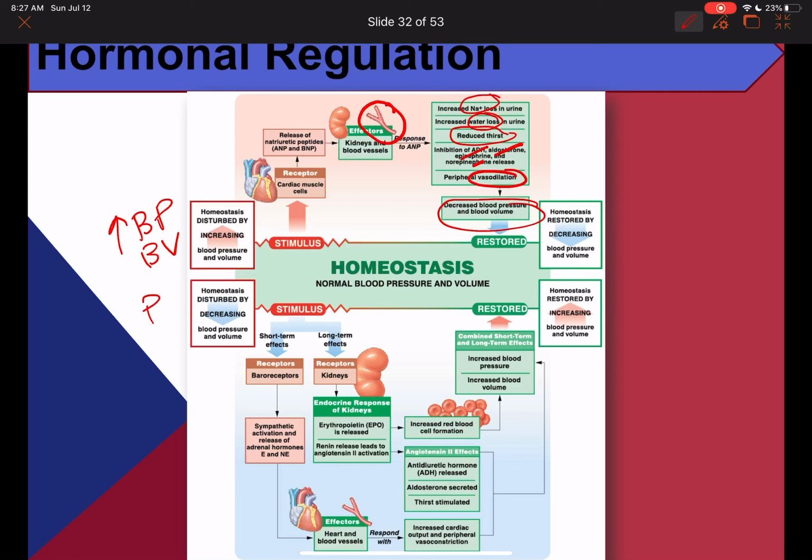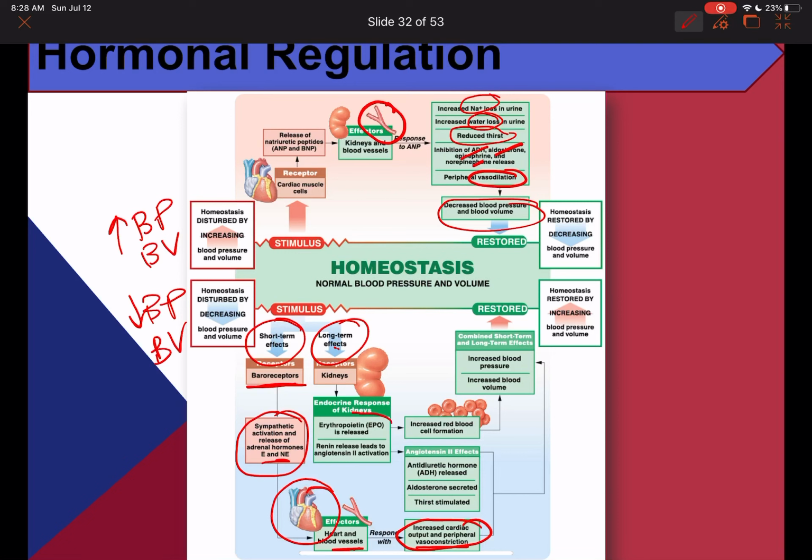So when your blood pressure or your blood volume is too low, there are two effects. One is short term, one is long term. Short term is regulated by baroreceptors we talked about that will activate sympathetic activation. That's why there's that momentary feeling of being superhuman that I talked about, okay? It releases epinephrine and norepinephrine, which act on the heart to respond with increased cardiac output and vasoconstriction to bring up the blood pressure. For kidneys, it is more long-term effects.